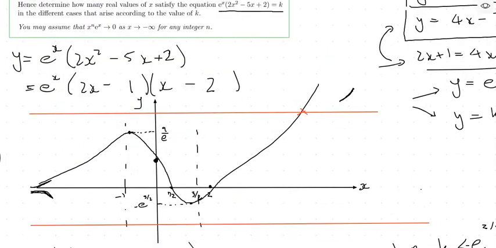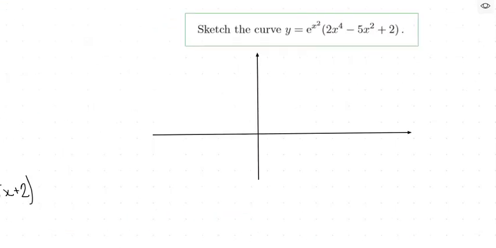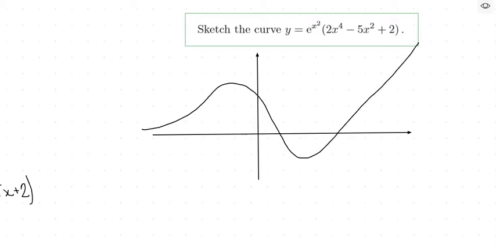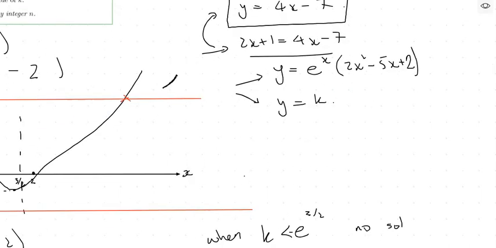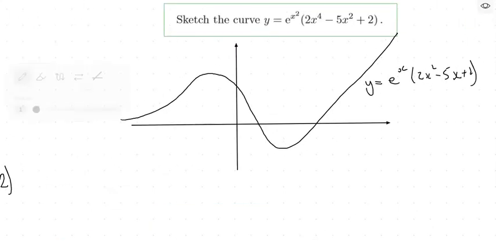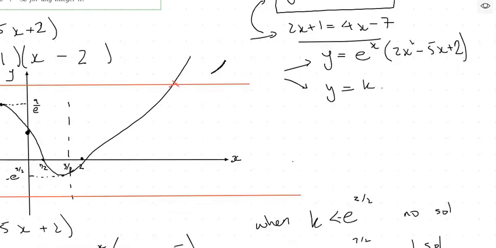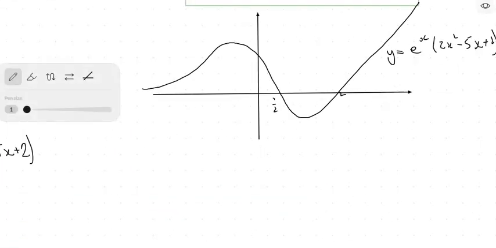I'll draw the one that we've just got, which went up, went down, went up again, and this was y equals e to the 2x squared minus 5x plus 2. Okay, let's draw these points in as well. So 2.5 and 3/2, which was the turning point.